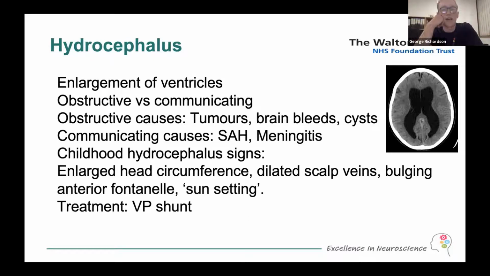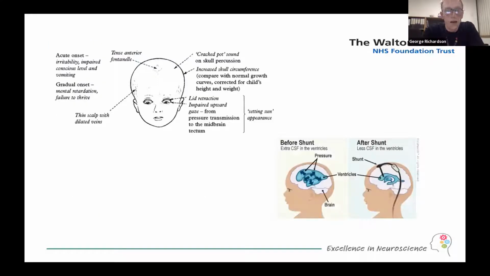And the treatment of this condition is with a VP shunt, or just shunting basically. So they insert a shunt into the ventricles through the head, and then either stick it to the peritoneal cavity or just shunt it.